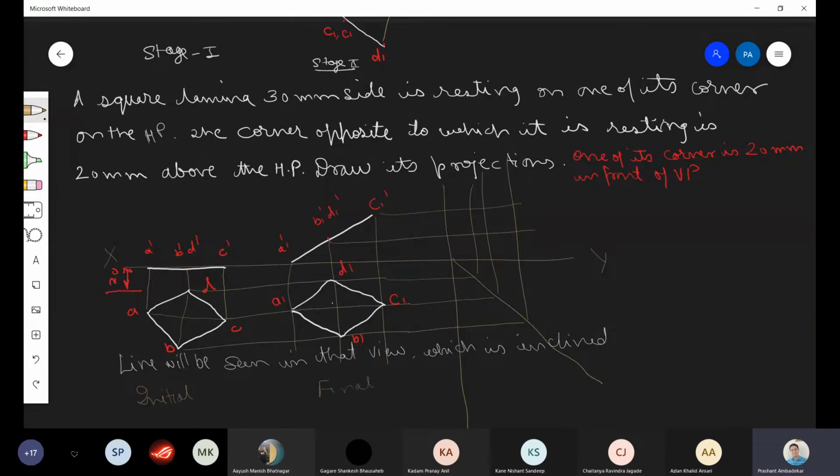But in the question, there is one sentence given that the corner opposite to which it is resting is 20 mm above the HP, meaning this distance is how much, this is given as 20 mm. Okay. Now what is the inclination? You can find the inclination. You can find this angle theta. Okay, that can be the question. That can be the question. I hope this is clear to all of you.